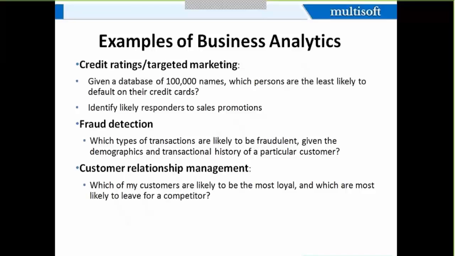And what about fraud detection? Which types of transactions are likely to be fraudulent, given the demographic and transaction history of a particular customer? This is what AML is about. One of the multinational banks is always on the lookout for SAS AML people or SAS business analytics people who can take up the task, because it is very hot in the market right now. And then customer relationship management: which customers are likely to be loyal and which are likely to move to competitors. Take the example of the telecom industry: why they are moving out, why the churn is happening, what I am to do to better my product, what kind of offers I can give to the set of people. Such activities are taken care of by SAS Business Analytics.